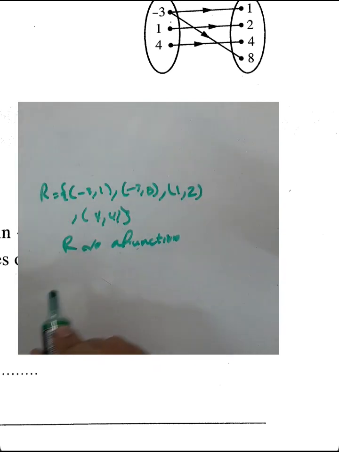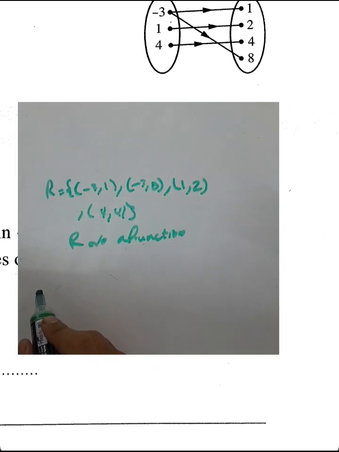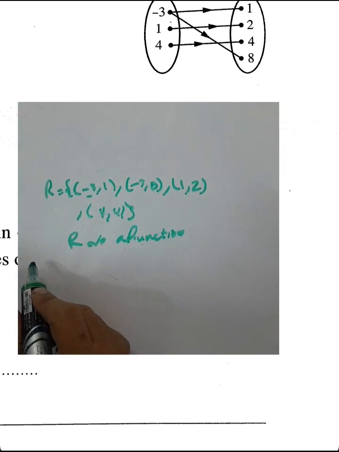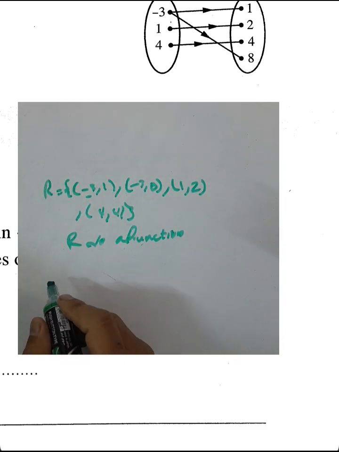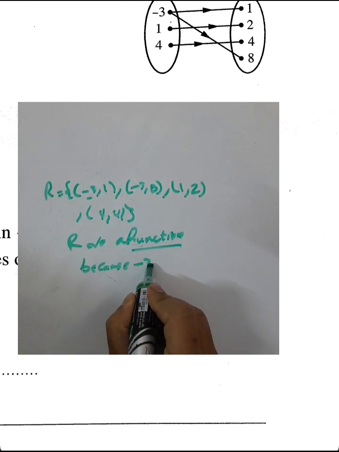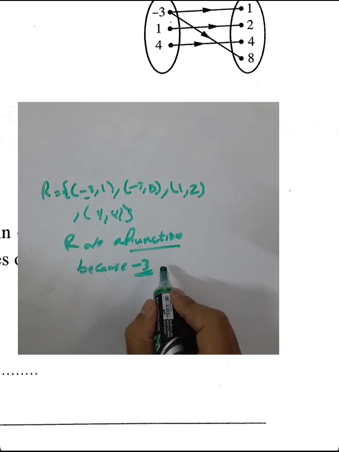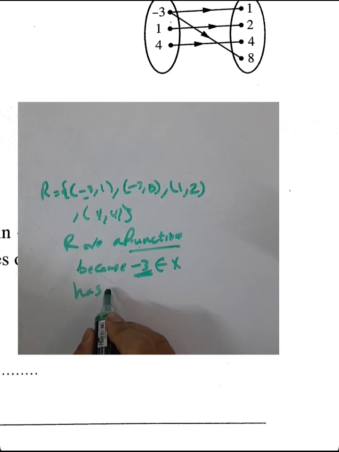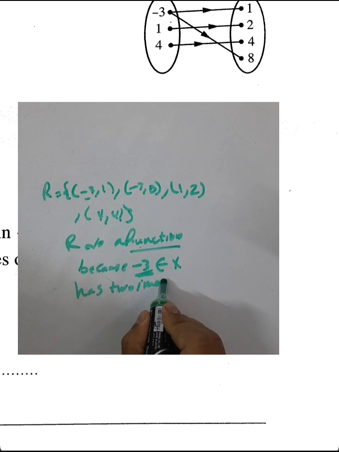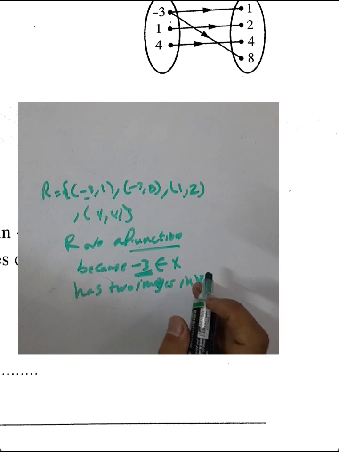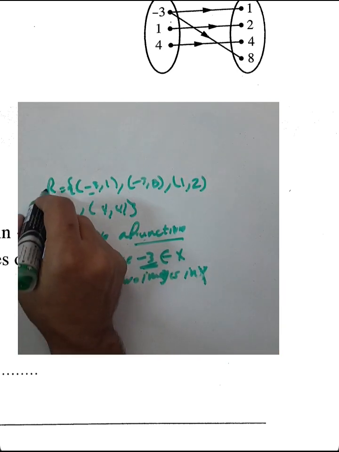It's not a function. Why? Because the element -3 in x has 2 images in y. Not a function, because the element -3 belonging to x has 2 images in y. Okay, we have two images in y. Then this relation is not a function.